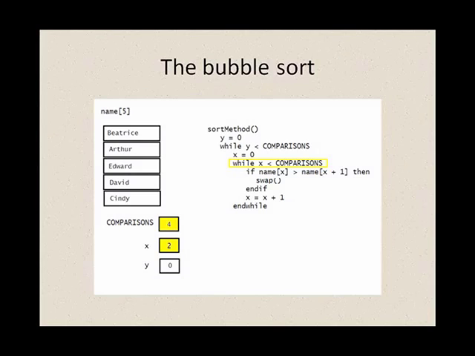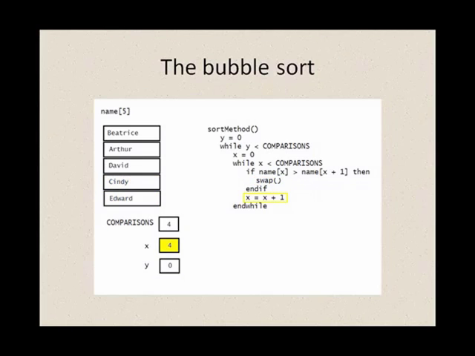It's still less than comparisons, so you compare name 2 and name 3. Edward is more than David alphabetically, so you swap their positions. That's the end of the if, and x becomes 3. You reach the bottom of the loop. X is still less than comparisons, so you can enter the loop, and now you compare Edward and Cindy, name 3 and name 4. Edward is more than Cindy alphabetically, so you reverse their positions. That's the end of the if.